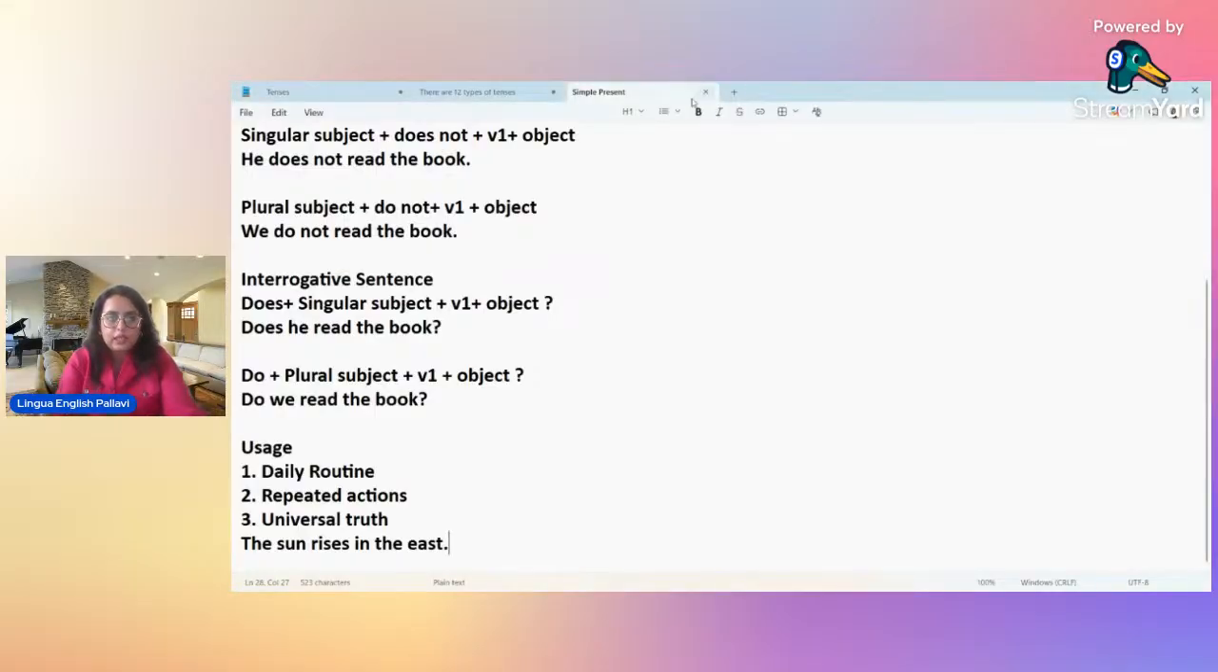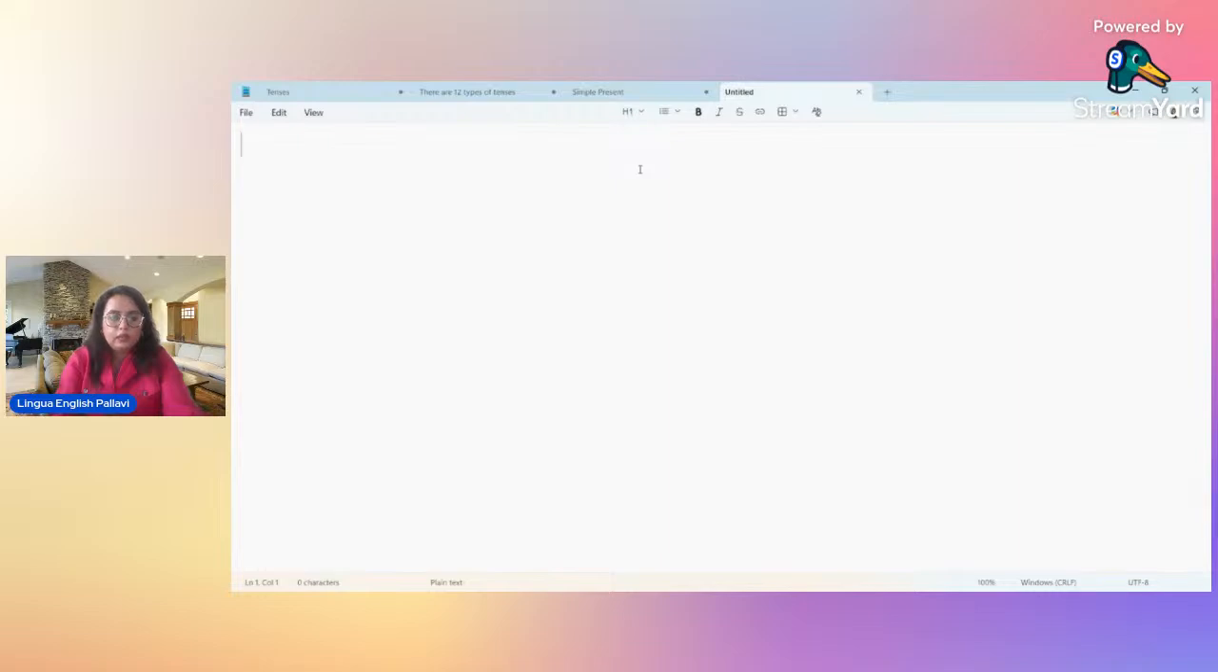Now another example tense would be present continuous. First we are going to learn all the present tenses.